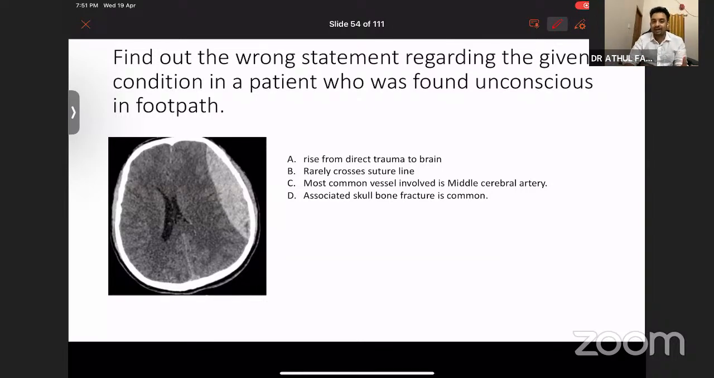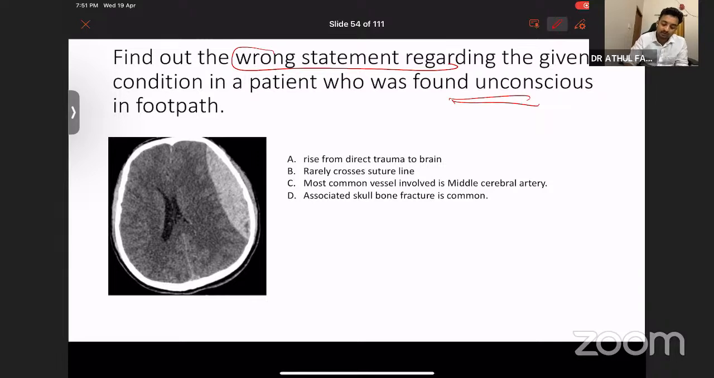Either it is NEET or INI-CET, whatever it is, they will definitely ask a question about intracranial hemorrhage, because when you are in casualty, you will definitely get at least one or two cases of head trauma in India. So find the wrong statement regarding the condition. The patient was found unconscious on the footpath, so they took the patient to you. Since the patient is unconscious, you ordered a CT brain. You are getting an image like this. So you should know what to do.